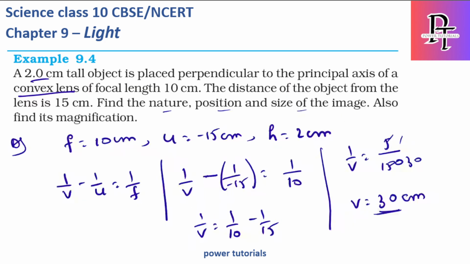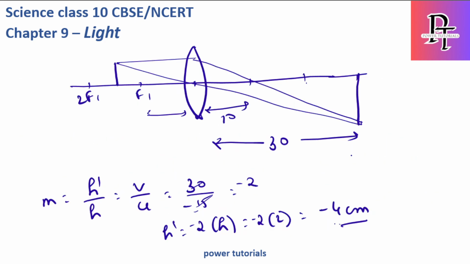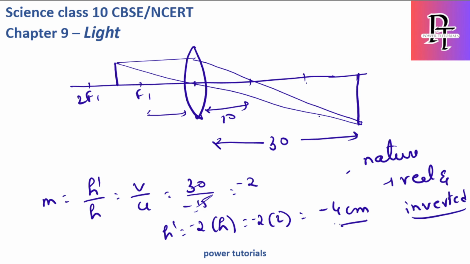And the nature, if they ask you, yes, they also ask you the nature. So you have to say the nature is real and inverted. Why is it inverted? Because it is down of the principal axis. So this diagram we have already covered. If the object is between 2f1 and f1, then the image is created beyond 2f2, and the nature of the image is real and inverted. Okay, this is for the convex lens.